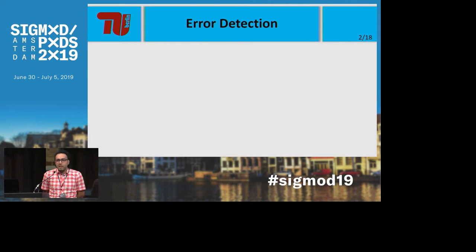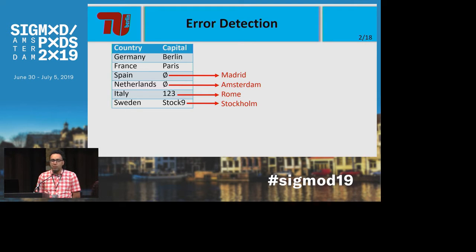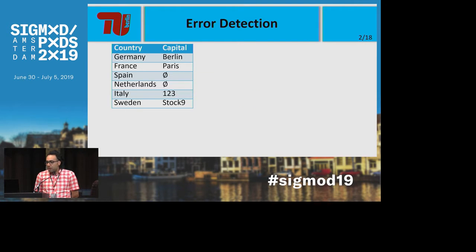Error detection is a very important problem in data cleaning. Given a data set like that, the goal is to detect data values that are wrong. So here, our example is very small and easy, and you can easily identify these four values as the dirty values, because, for example, the capital of Spain is Madrid. But in the real world, we have large and dirty data sets like this one, and the question is, how can we make this data set great again?